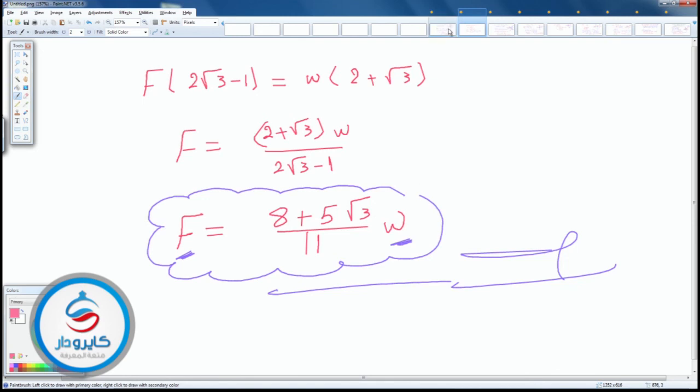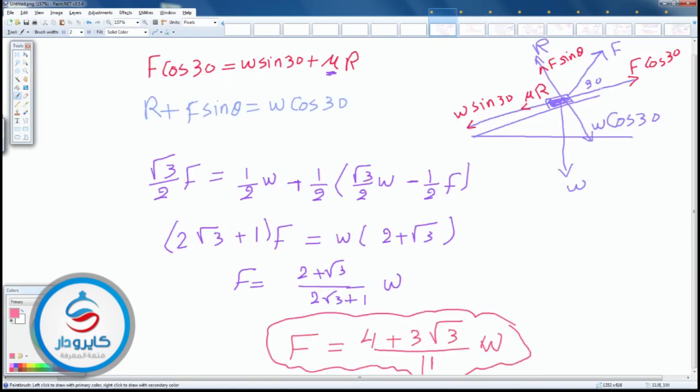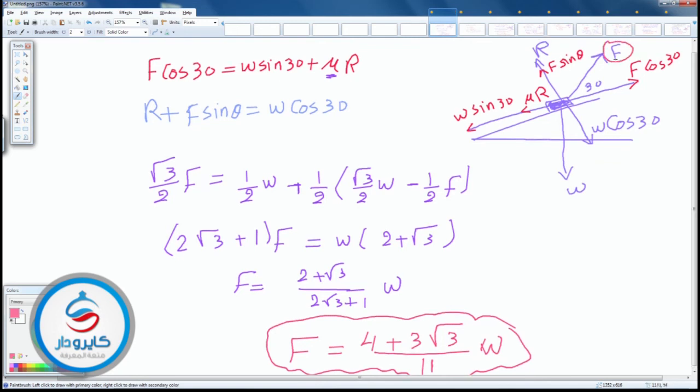But in the second case, the force was inclined to the inclined plane. So I have two inclinations, here the first 30 and here the second 30. This is a coincidence, they don't have to be equal, by the way. So the force now will be F equals 4 plus 3 root 3 over 11 W.